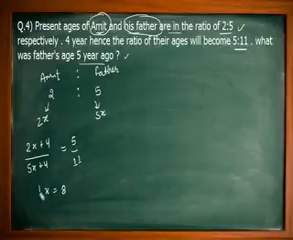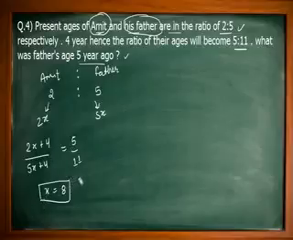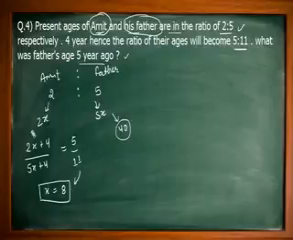After solving this equation you will get the value of x, that is 8, and put 8 here, so 8 into 5 it will be 40, and put 8 into 2 it will be 16 here. So Amit's age right now is 16, and the father's age right now is 40.